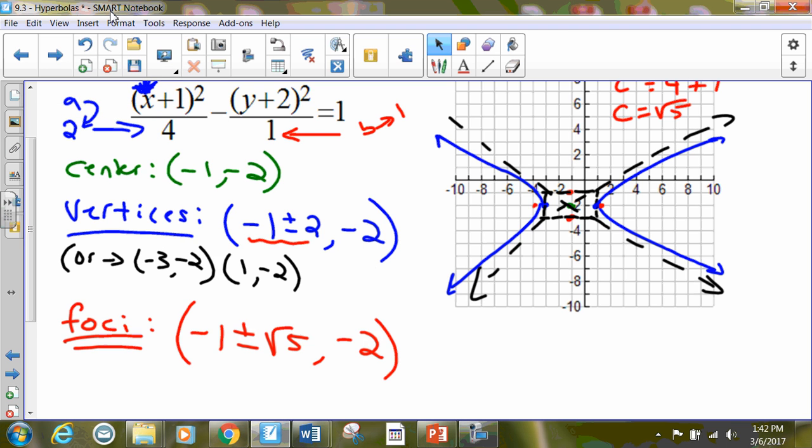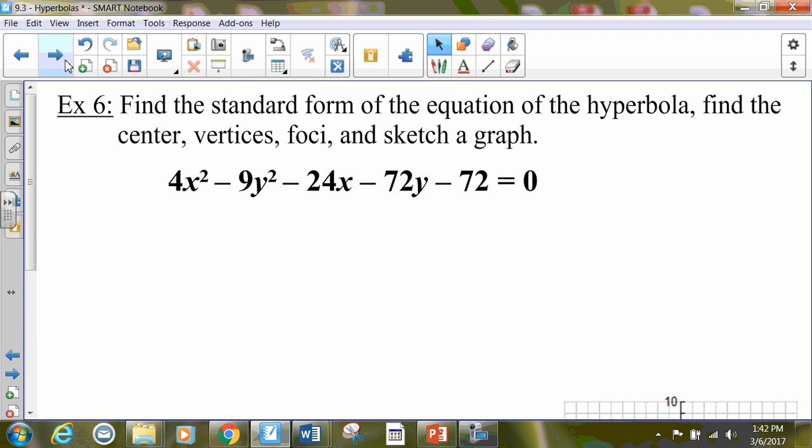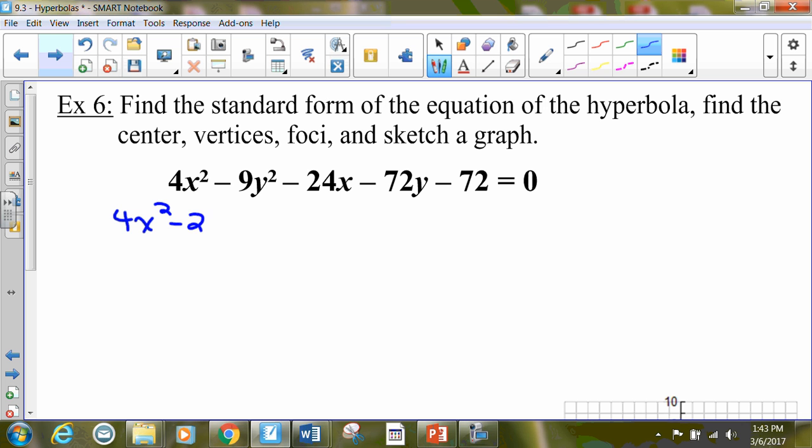Oh, gosh. All right, find the standard form of an equation. Oh, my gosh, look at this. What are we going to have to do? Yeah, we're going to have to complete the square. So the first thing we want to do is get organized. Let's bring our x terms together, leave a space, bring our y terms together, and kick out the 72.